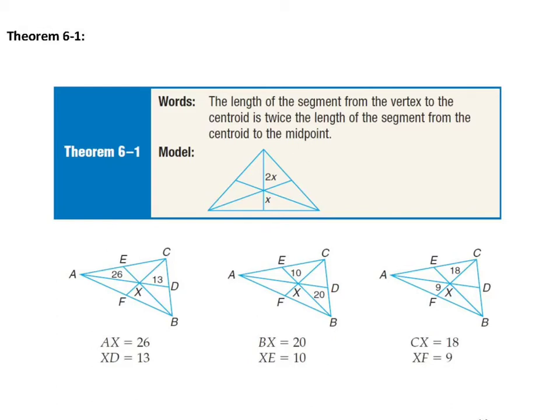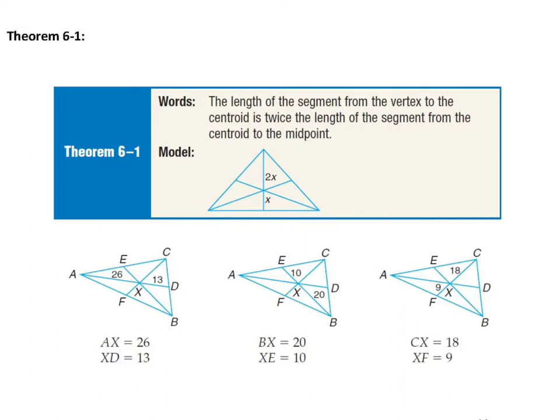This first one is triangle ABC. If we're given that AD, CF, and BE are all medians and intersect at centroid X, then the length AX, given as 26, should be twice the length of XD. Therefore, we could conclude that XD is 13.